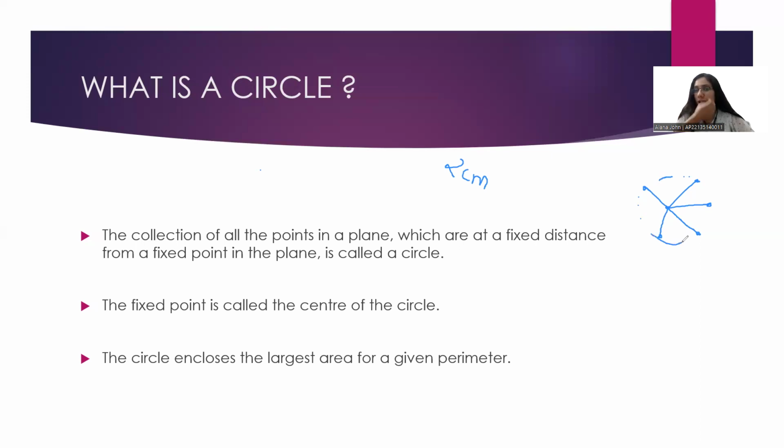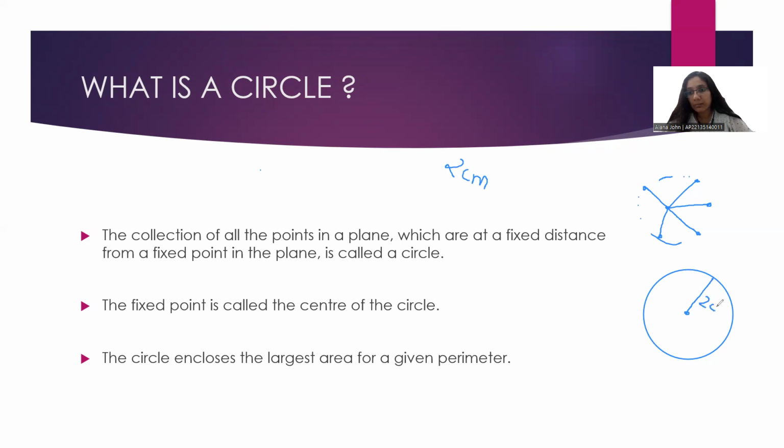Now, if we join all those points which are at an equal distance of 2 centimeters from the fixed point, the shape which we will be obtaining will be like this, with the fixed point lying here. So what happens here is, if we take any point on this shape, the distance between them will be 2 centimeters.